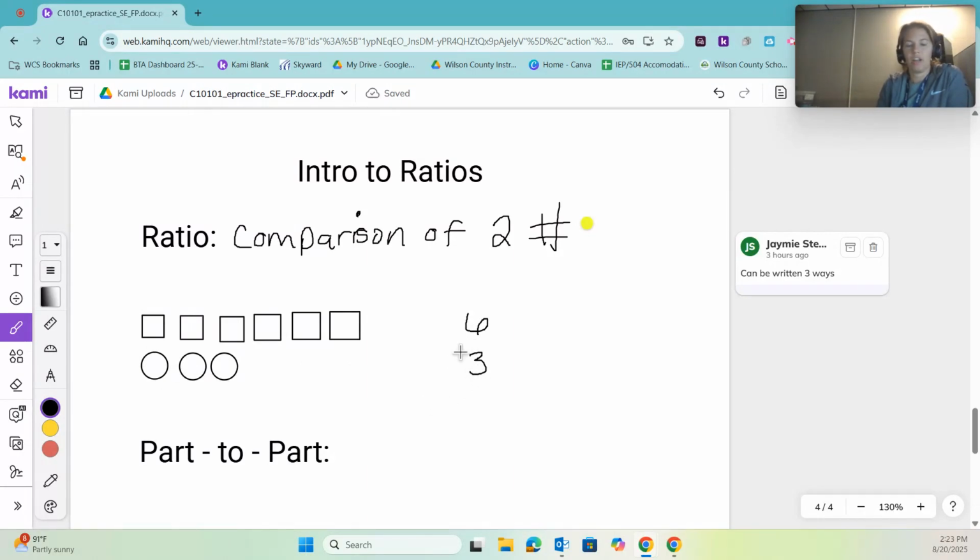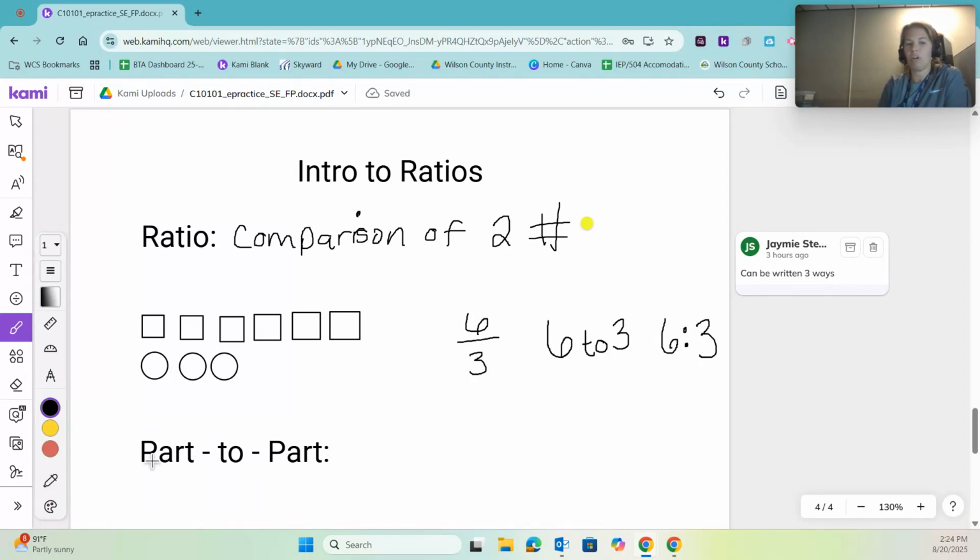So we would say there are 6 squares to every 3 circles, or there are 3 circles to every 6 squares. We can write this 3 ways. We can write squares to circles is 6 to 3. Now, order matters here. Because I said squares to circles, that means 6 needs to come first. We could write this with the word to, 6 to 3, or we could use a colon, 6:3. So the ratio of squares to circles is 6 to 3.